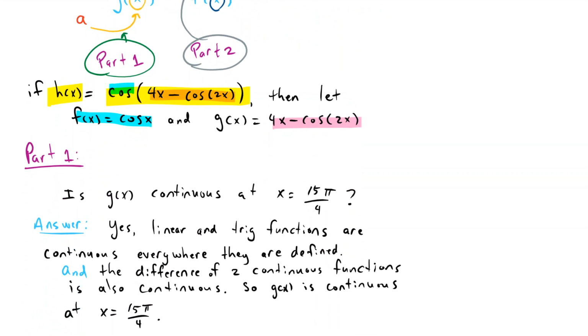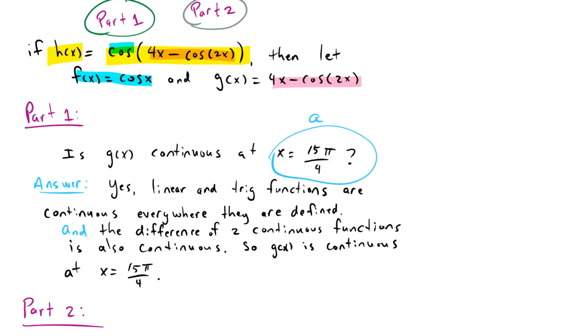So for part 1, is g continuous at a? Now remember, a in our case is 15 pi over 4. The answer is, well, yes it is, because, lucky for us, cosine is defined everywhere, and a linear function is defined everywhere. So it actually doesn't matter what the input is. Our function g is continuous. So that's a yes. That checks. g is continuous at a because it doesn't matter what a is, g is continuous everywhere.